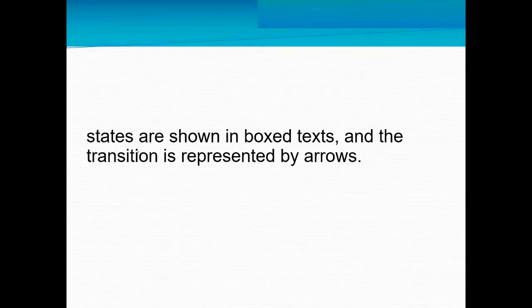So in the diagram, states are shown in boxed text and the transition is represented by arrows.